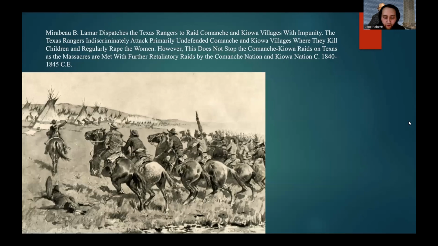In response to the successful raid, Mirabeau Lamar would dispatch the Texas Rangers to raid Comanche and Kiowa villages with impunity. The Texas Rangers would indiscriminately attack primarily undefended Comanche and Kiowa villages, where they would kill children and regularly rape women. However, unsurprisingly, this would not stop the Comanche and Kiowa raids on Texas, as the massacres would be met with further retaliatory raids by the Comanche Nation and the Kiowa Nation between 1840 and 1845 CE.